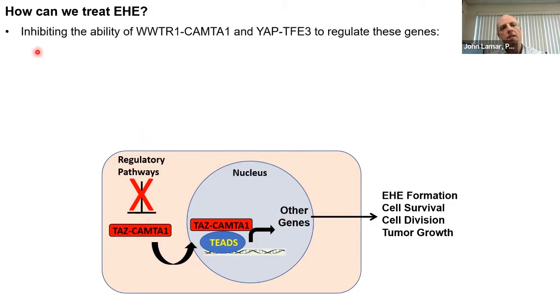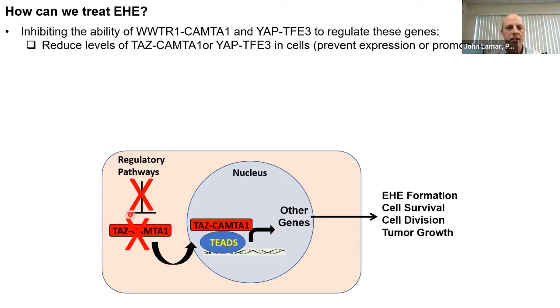My lab is really focused on trying to block or inhibit the ability of these fusion proteins to turn on or off these other genes. There's a couple of ways that we think about trying to do this. The first is to reduce the levels of the fusion proteins that the cells have. You can do this either by preventing the cell from making the fusion protein or by causing the cell to degrade it after it's been made.